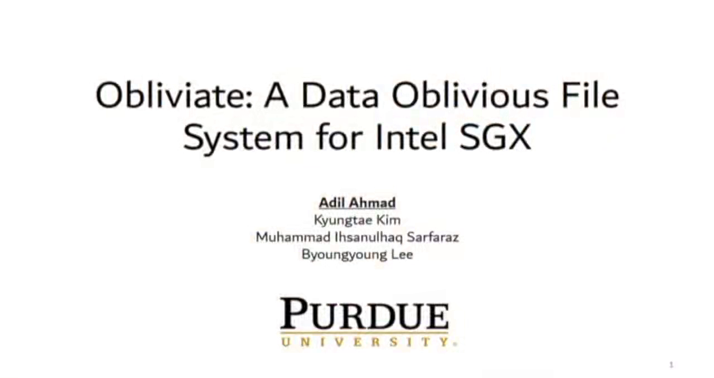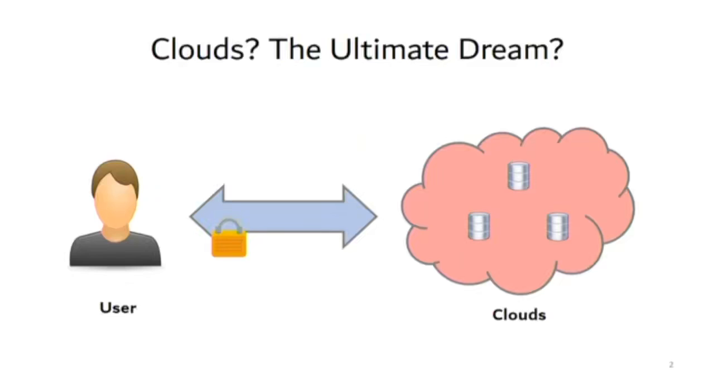So I'm going to be presenting our paper, Obliviate, a data oblivious file system for Intel SGX, which is due to appear in NDSS next week. Me, along with other members of my group from Purdue University, have authored this paper. So let's begin.